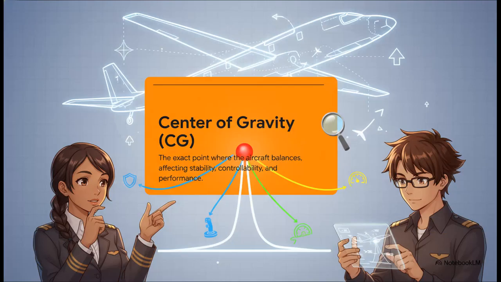Now, let's look at the center of gravity, or CG. The textbook definition you need to burn into your memory is that the CG is the exact point where the aircraft would balance if you could somehow suspend it in midair. This one invisible point critically affects stability, controllability, and performance. In fact, most of the tricky aerodynamic questions on your ground exam are going to trace right back to exactly where the CG is located.